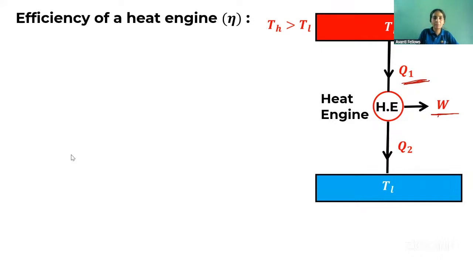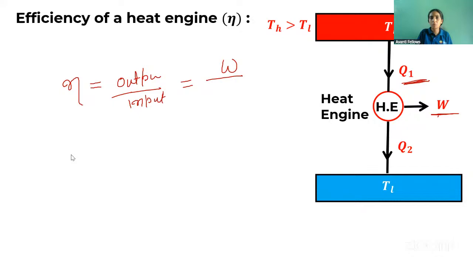So what will be the efficiency of engine? Efficiency is what? Output by input. And what is the output of this engine? What we want out of this engine? Work. So output is work. And what is the input? How much heat we are giving it? Q1. So this is efficiency, right?